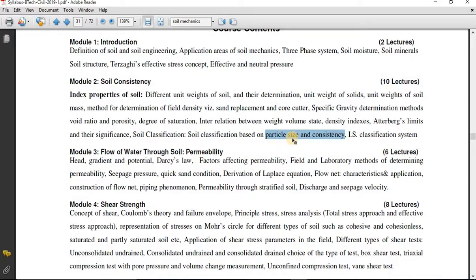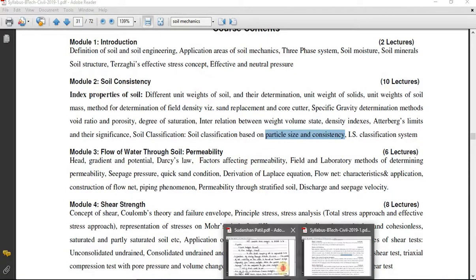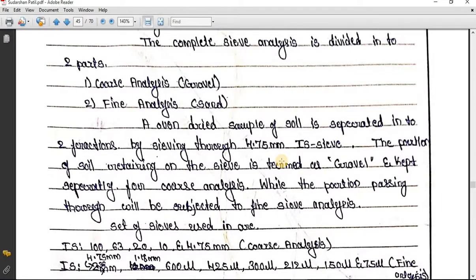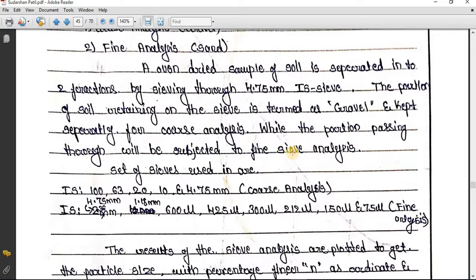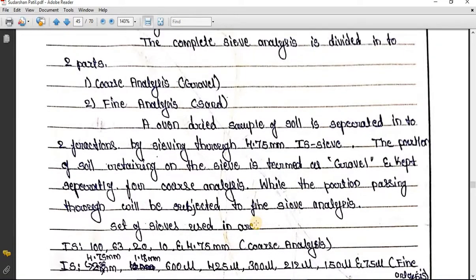So in the next session I am going to cover these 2 points, and after that in further classes, in the second class, I am going to discuss the IS classification system of a soil. After discussing that we are going to end this particular unit. The same notes I am going to circulate on the Google Classroom, so you can go through it. So hardly in 1 or 2 sessions we are going to complete unit number 2 also.